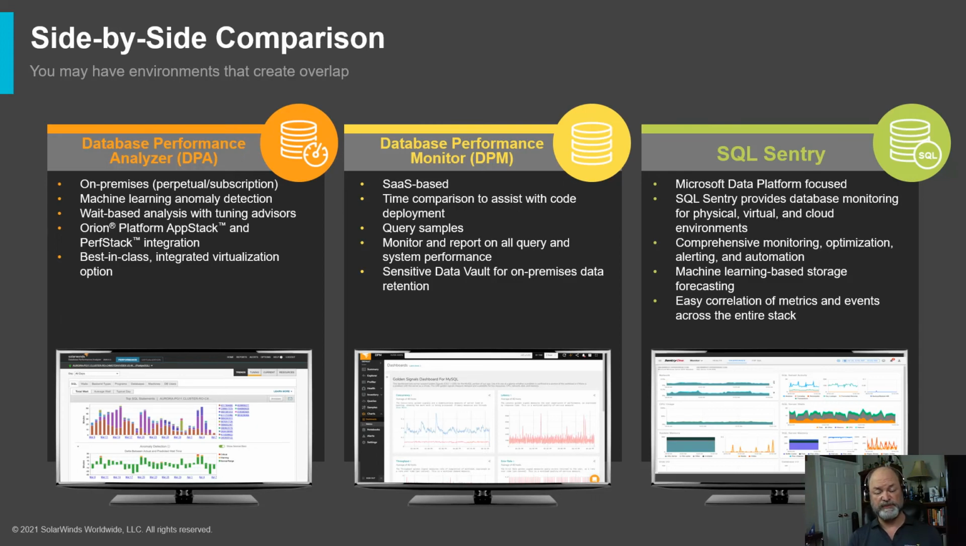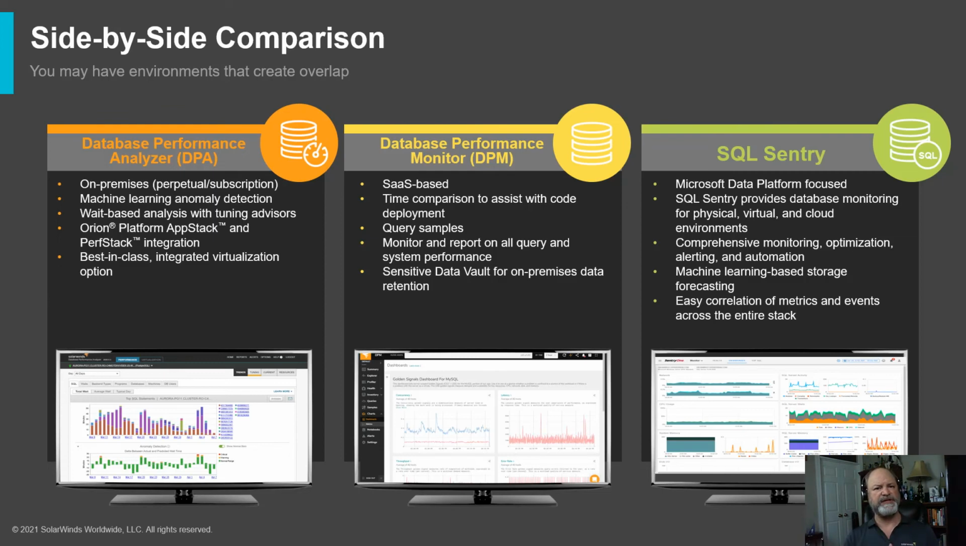In the same way, Database Performance Analyzer gives you a lot of that broad information, integrates into the Orion platform, app stack, perf stack kind of integrations. It has some really neat machine learning to help point out anomalies when they happen. After all, if you don't know what normal is, how can you actually be sure that you are being identified for abnormal situations? You have to have normal first before you can have abnormal.